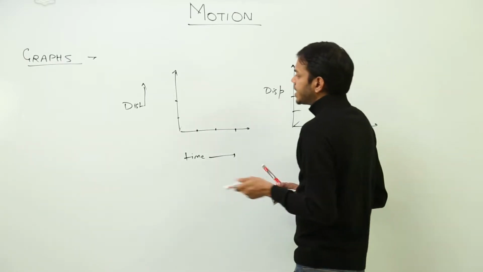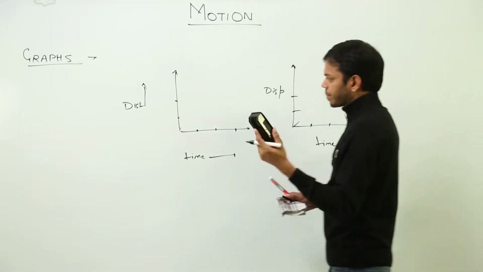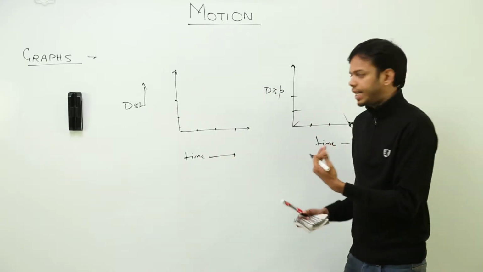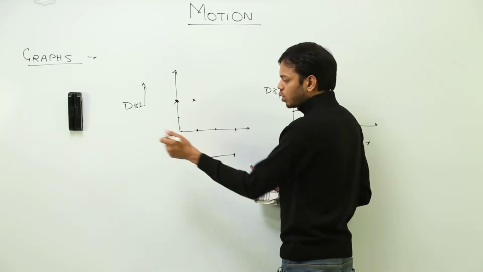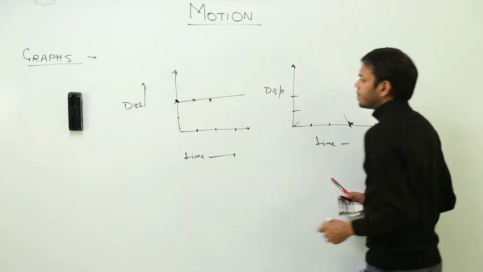So the object is at rest. Suppose this marker, or this duster, is at 2 meters from my position. At t equal to 0 it is at 2, at t equal to 1 it is still at 2, at t equal to 3 it is still at 2. So that means this will be a straight line.